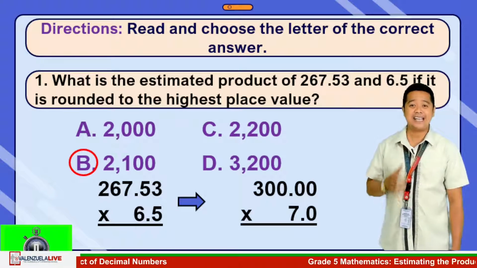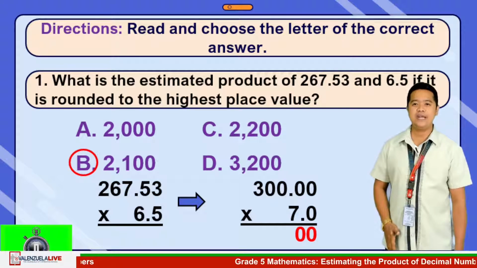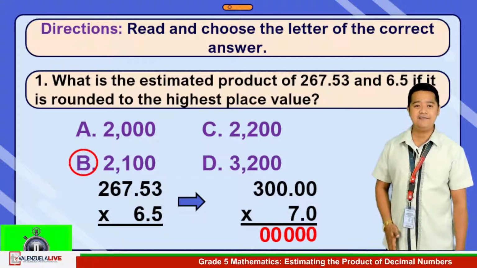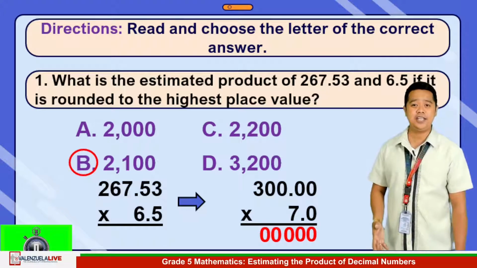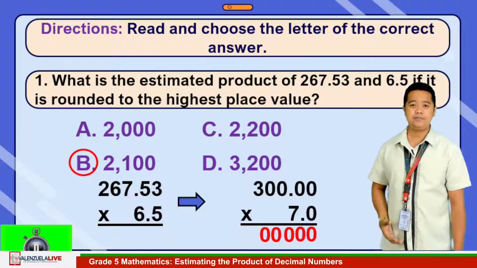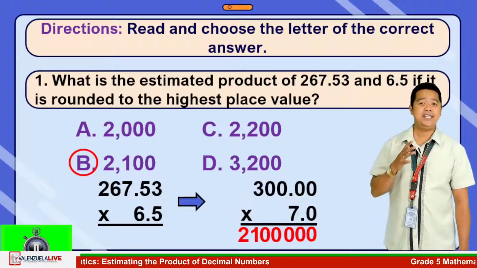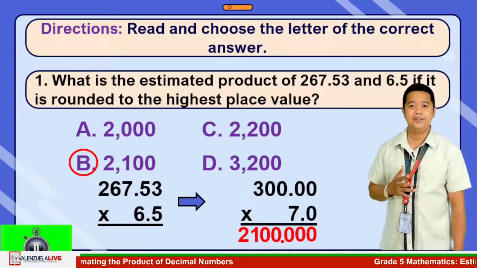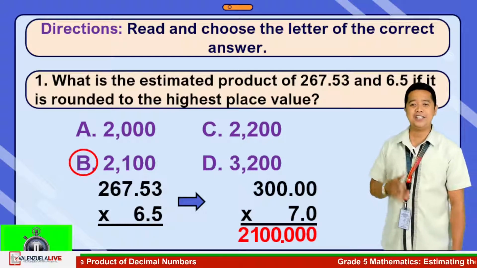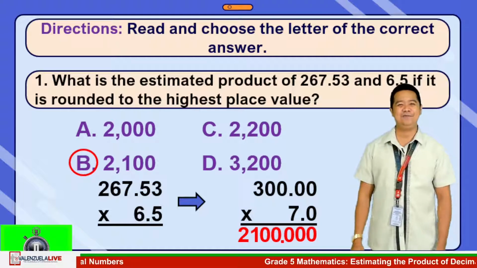Then again, count the number of zeros. We have 1, 2, 3, 4, 5. Then multiply the remaining digits, which is 7 times 3. We have 21. And then we have 3 decimal places. Okay, so the answer is 2,100. I hope that you get the correct answer.